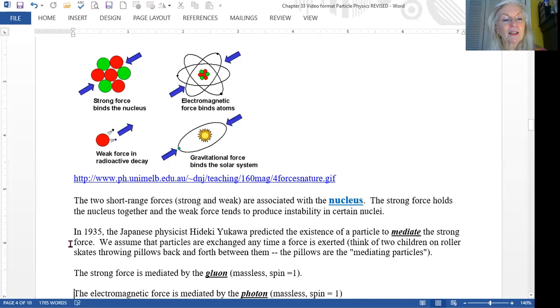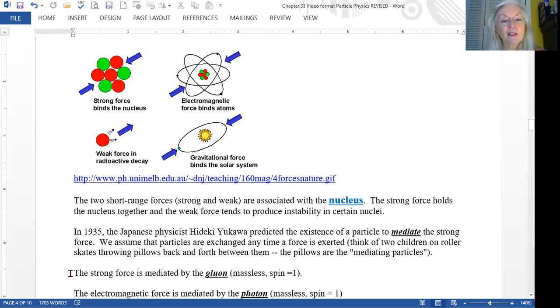So maybe the best way to think of this in a standard example is to think of two kids on roller skates throwing a pillow back and forth. If one child throws a pillow at the other one and he catches it, the child that catches the pillow is going to roll because the pillow brought energy into the situation. So that's what we think about the forces that act at a distance. They have to have something that takes the role of the pillow to take the energy from one and move it to the other. So we say they mediate the force.